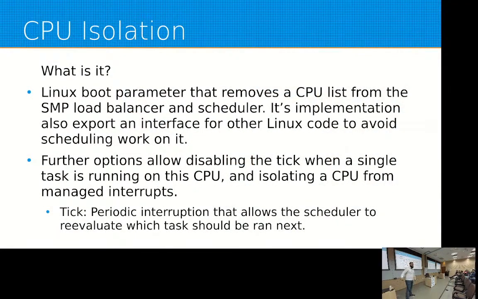Next feature that's interesting for real time is CPU isolation. What is it? It's a kernel boot parameter that removes a CPU from the list of CPUs to which your scheduler can automatically assign work. So when you pass a given CPU to that parameter, you say, well, Linux, don't schedule anything automatically on here. After that, you need to schedule your tasks there manually, pin them to your CPU so they can run there.